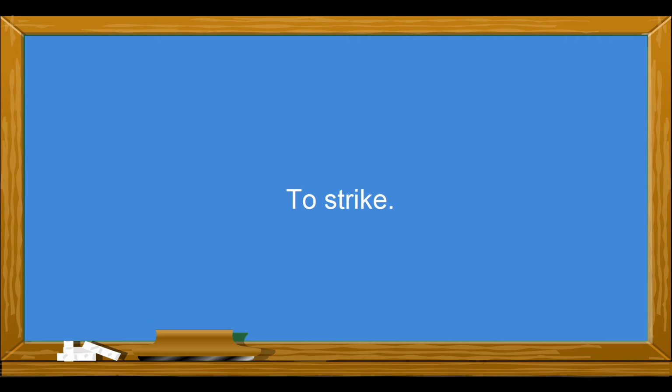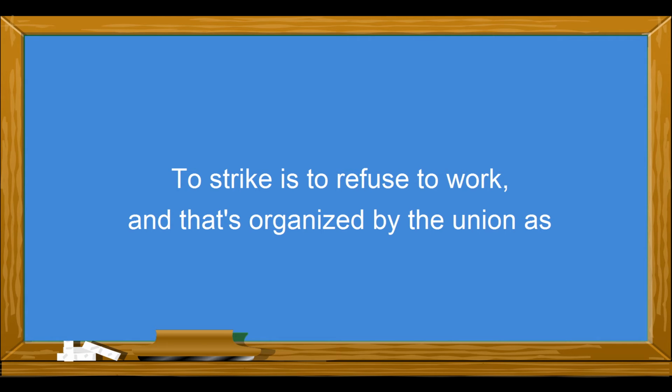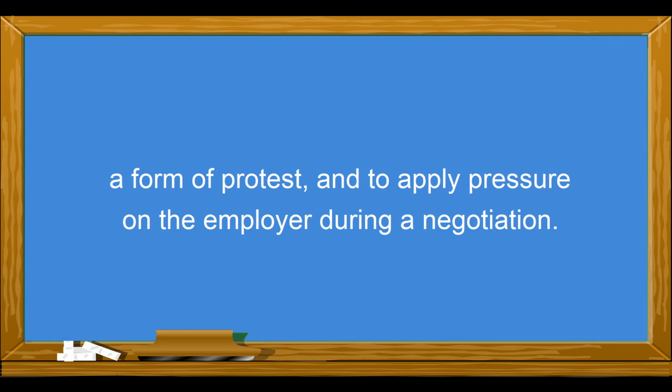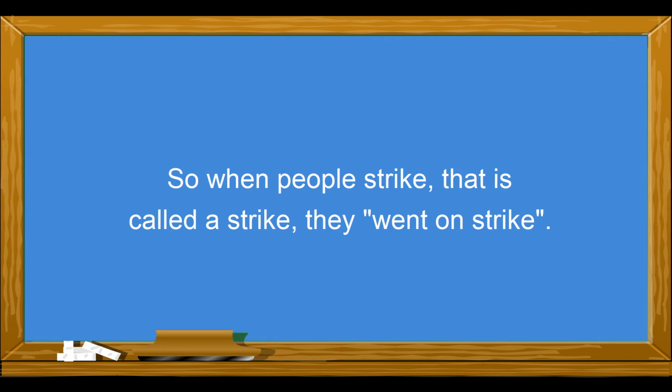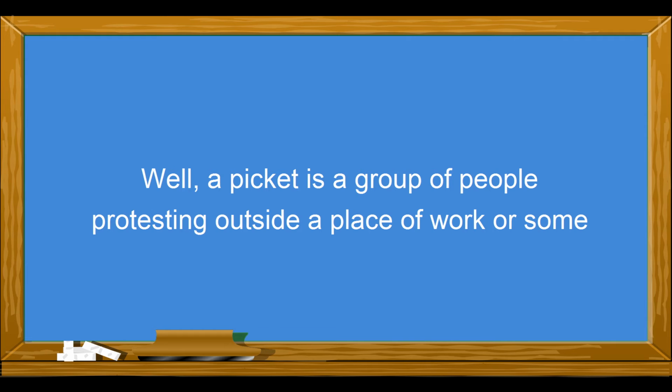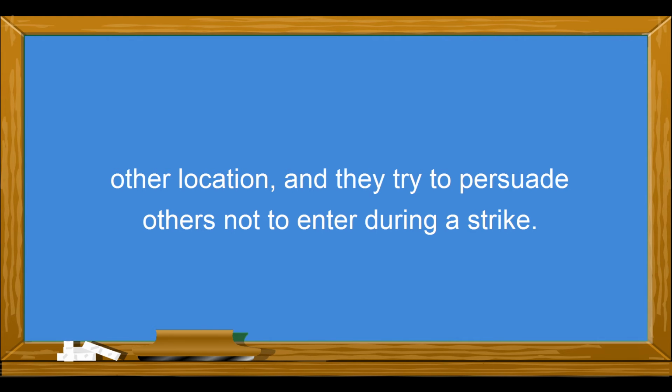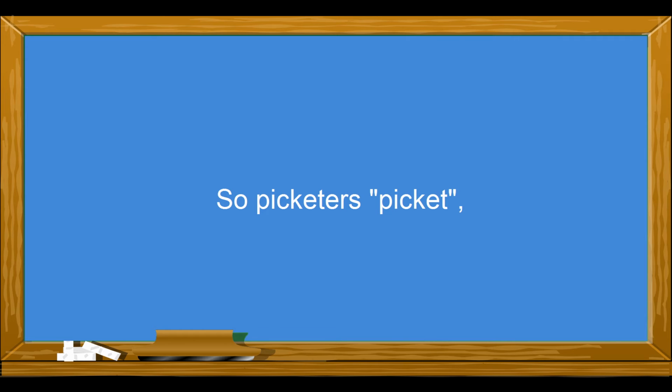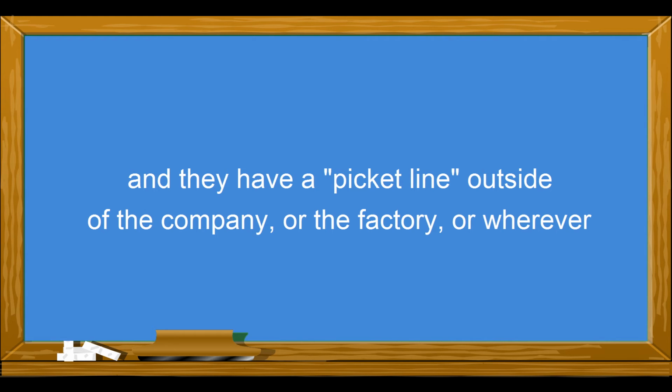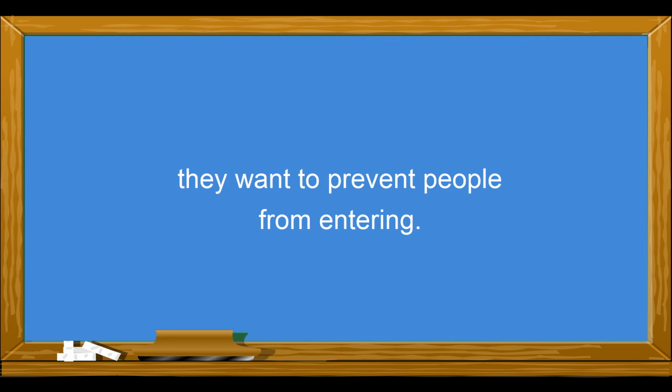To strike. To strike is to refuse to work, and that's organized by the union as a form of protest and to apply pressure on the employer during a negotiation. So when people strike, that is called a strike. They went on strike. To picket. Well, a picket is a group of people protesting outside a place of work or some other location, and they try to persuade others not to enter during a strike. So picketers picket, and they have a picket line outside of the company or the factory or wherever they want to prevent people from entering. To picket.